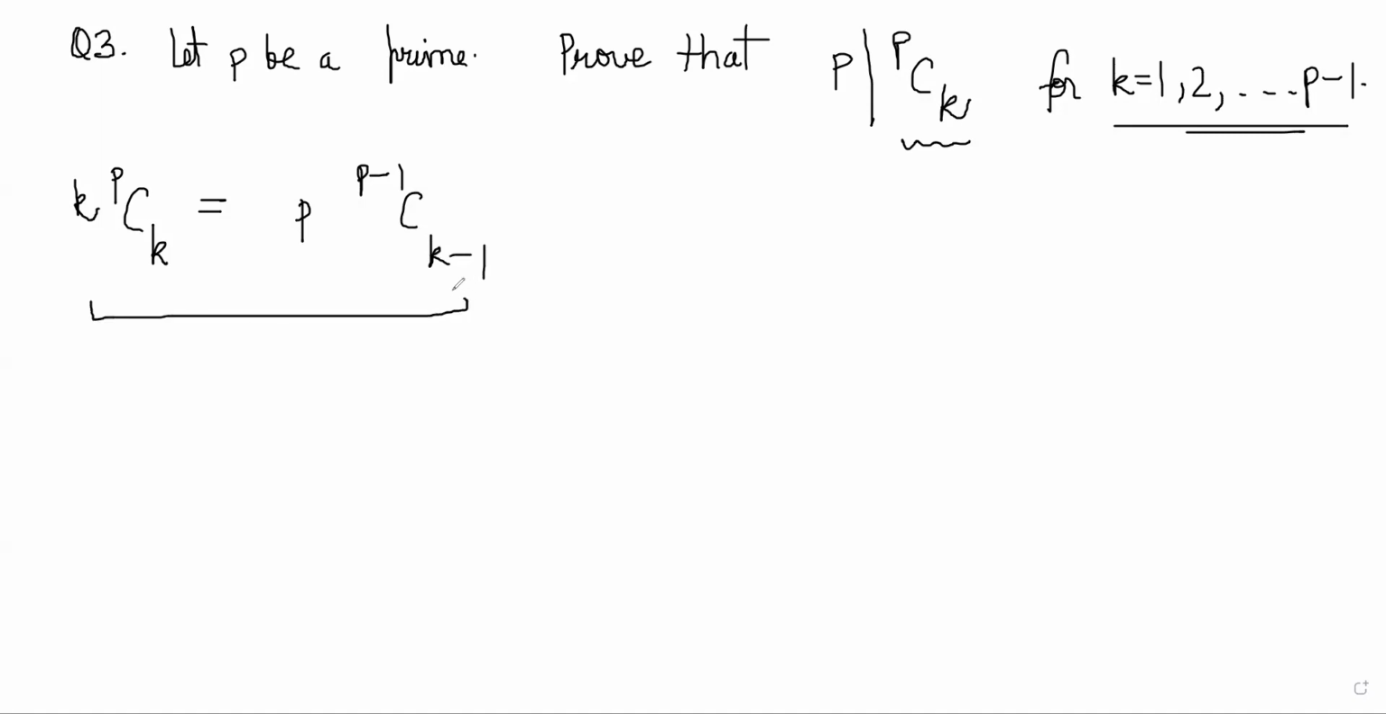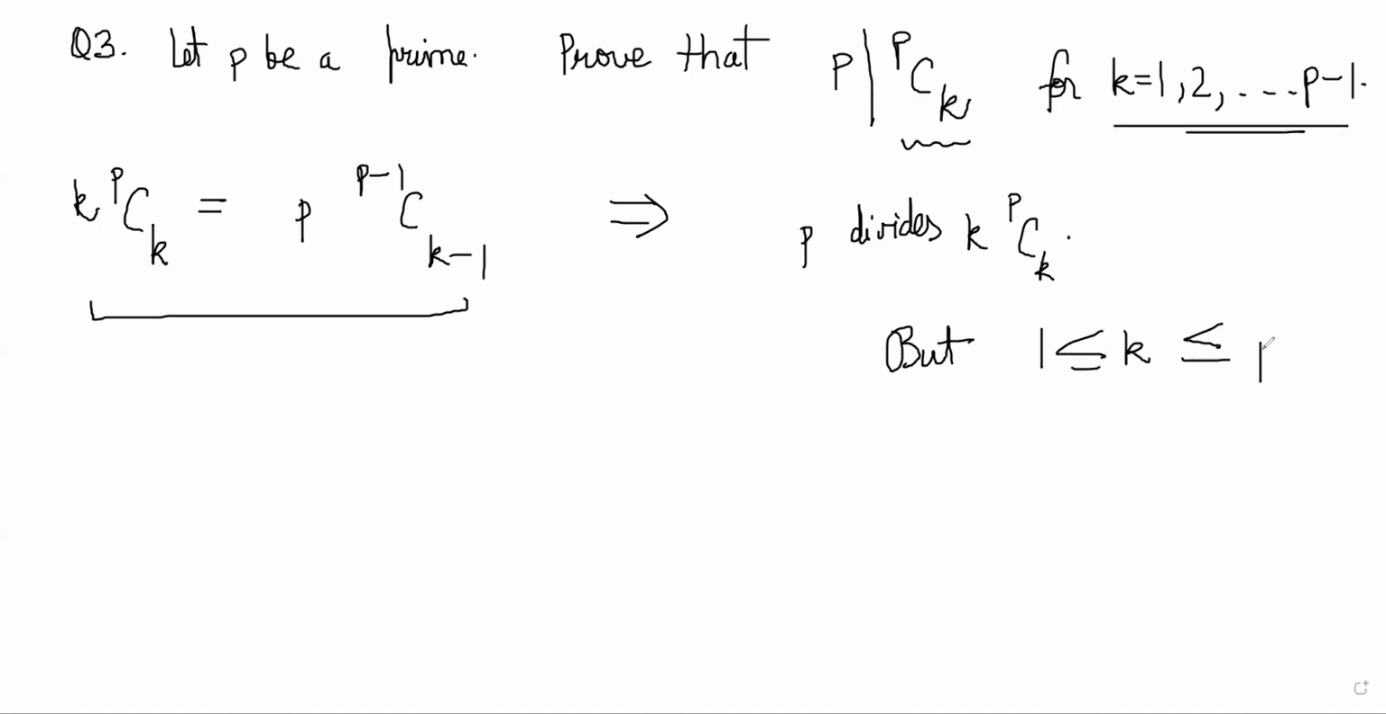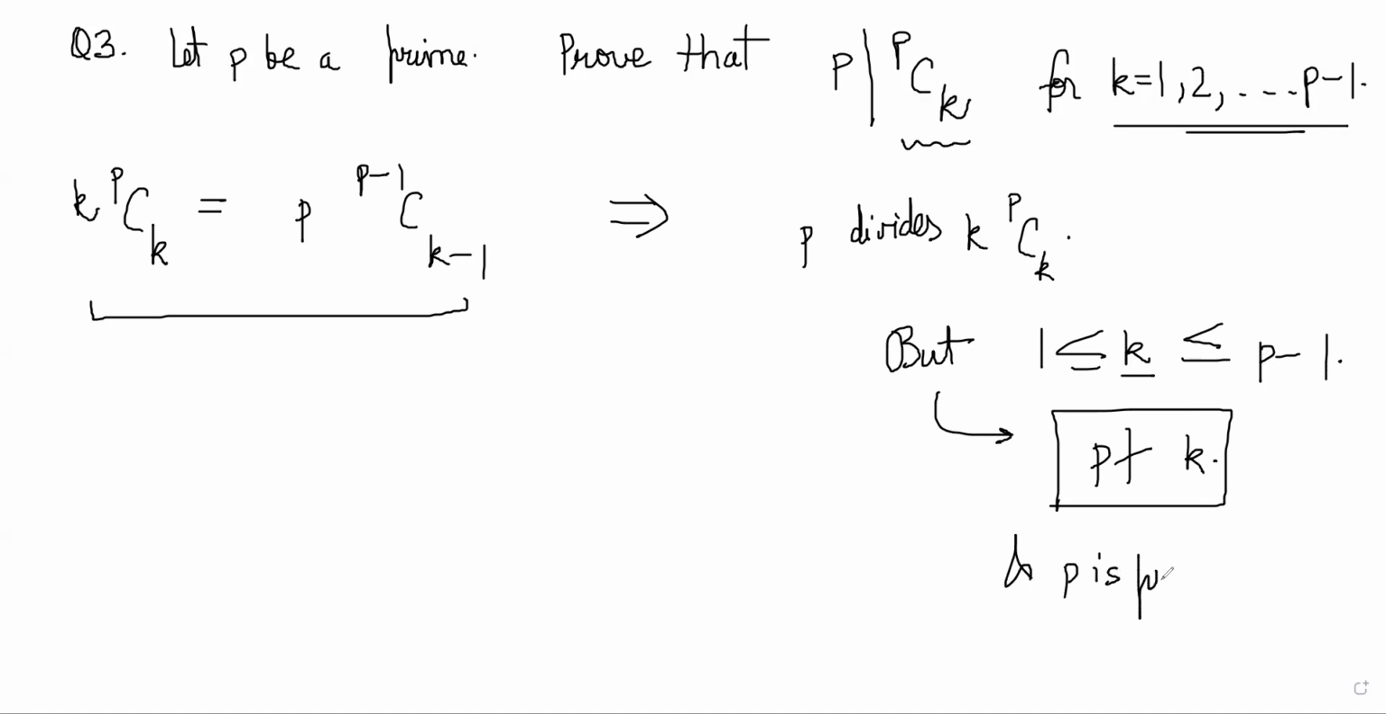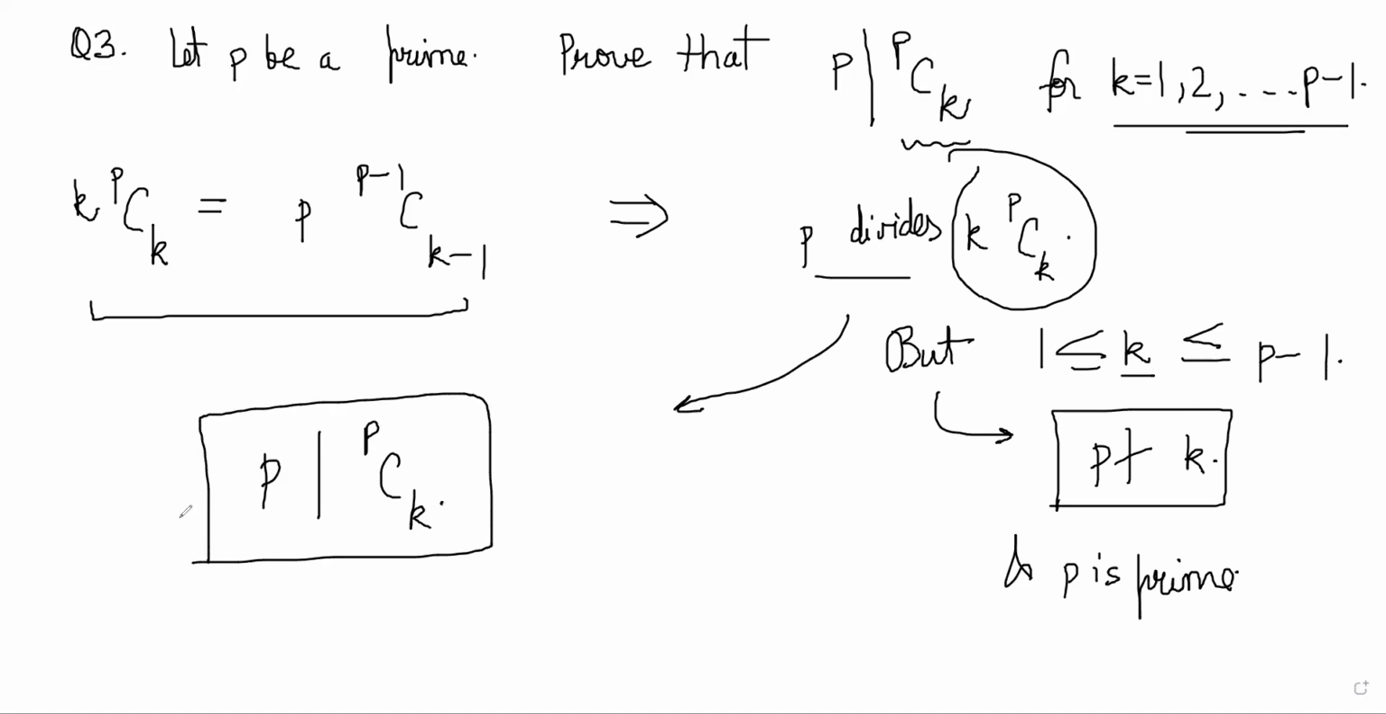This is an identity that we had established in the previous section. So from here, this means that clearly p divides k times pCk, right? But it has been given that 1 is less than or equal to k is less than or equal to p minus 1. So from here, we know that p does not divide k because k is smaller than p. So p does not divide k and p is prime, and p divides the whole thing, which proves that p must divide pCk, right?